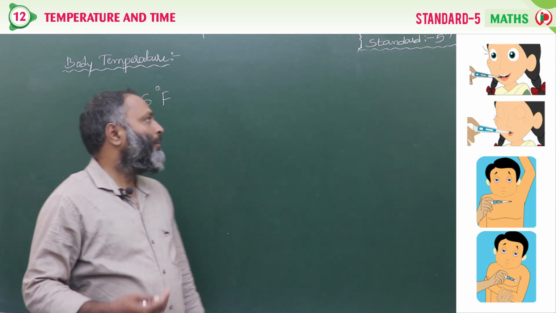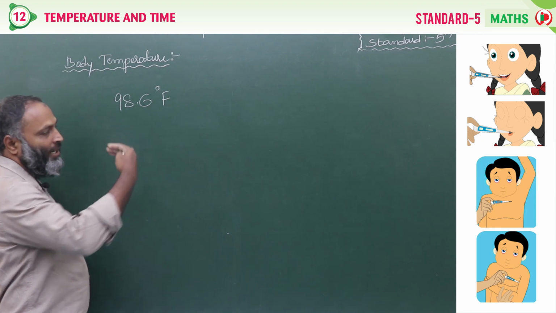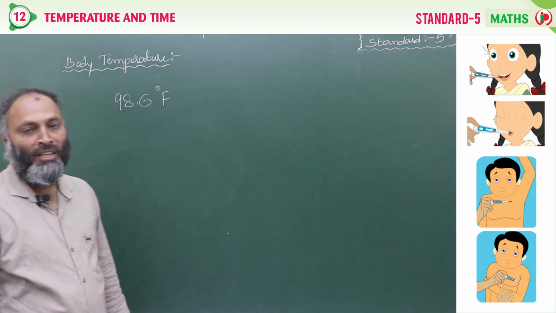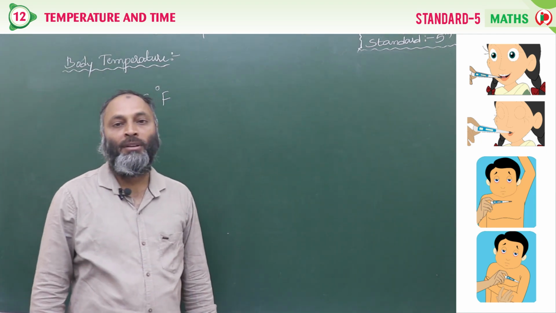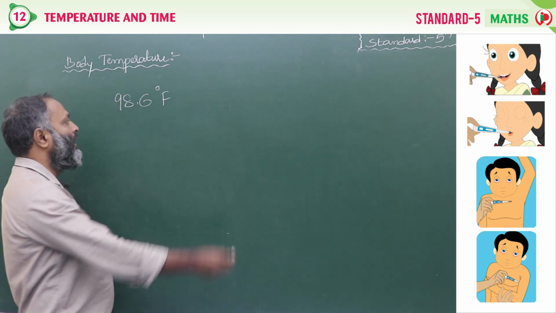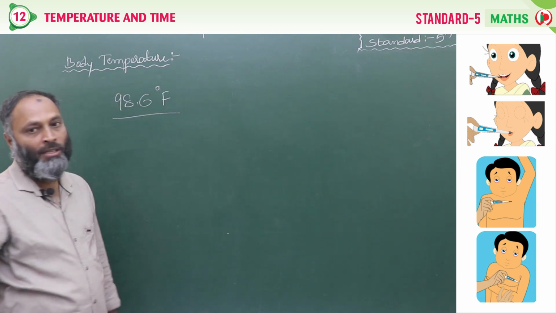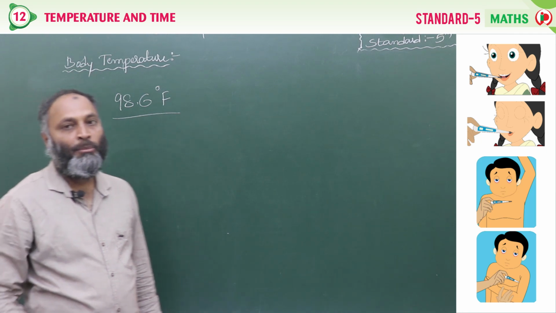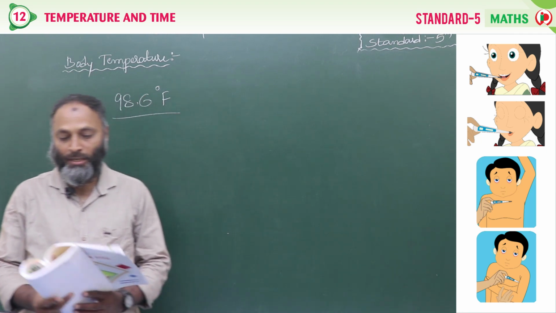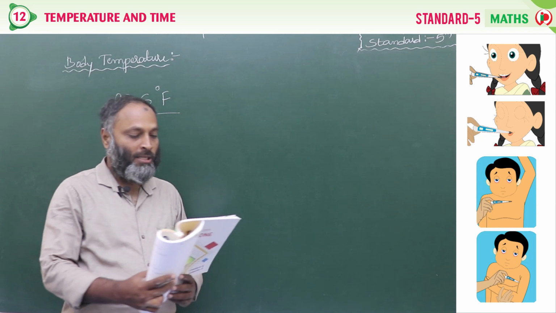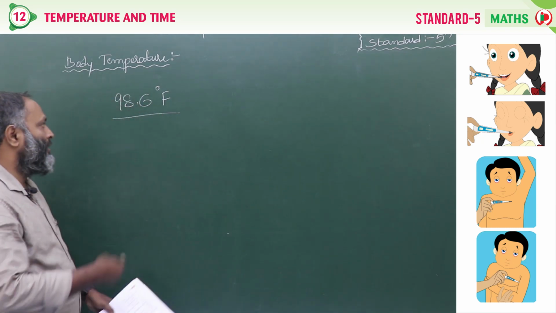So if the temperature increases above 98.6, then the person has a fever. But the healthy human body temperature is approximately 98.6 degrees Fahrenheit. Okay. So this is about how to measure the temperature.